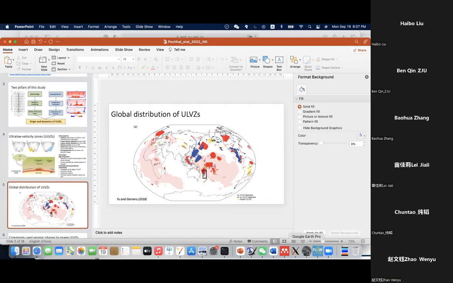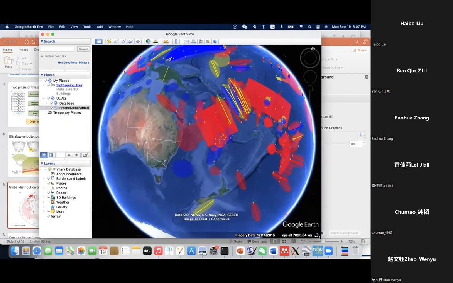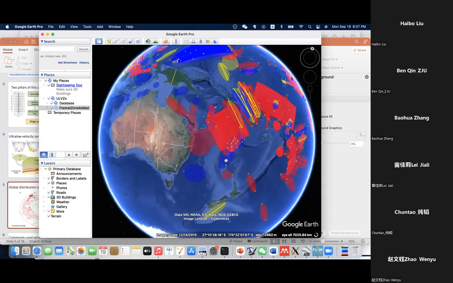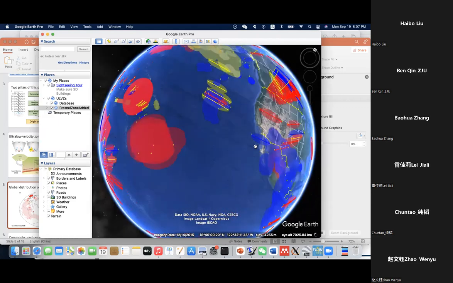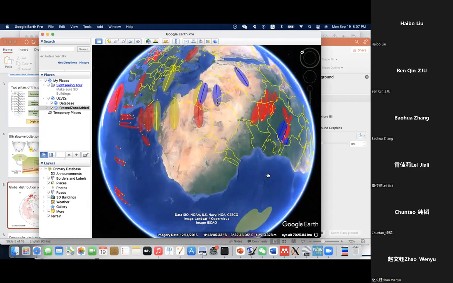If everyone can see the Google Earth. So they actually, except for publishing the paper, they also compile a kind of database. And they saved all the data in the Google KMZ file, where you can actually load it into Google Earth and then have a detailed examination of the distribution of the ultra low velocity zone.